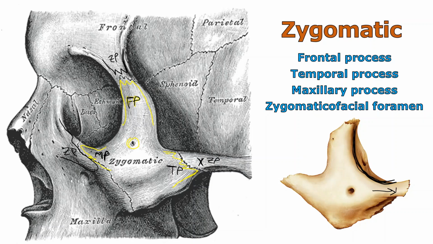So over there, that's the maxillary process. It's on that side now. You have to look for that curve. That curve is near that maxillary process. And then up top is always the frontal process. It doesn't point down. And then on the other side is the temporal process, TP. And then, of course, there's our friend in the center, the zygomaticofacial foramen.